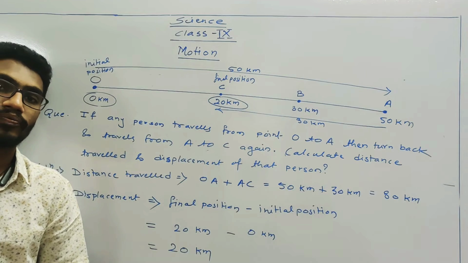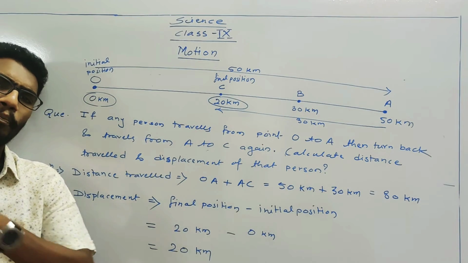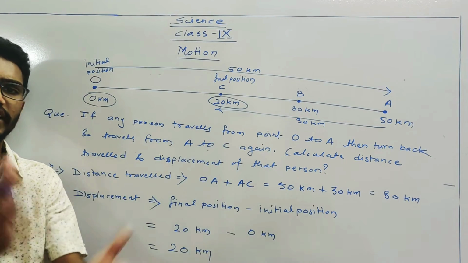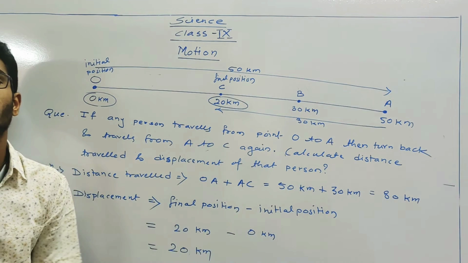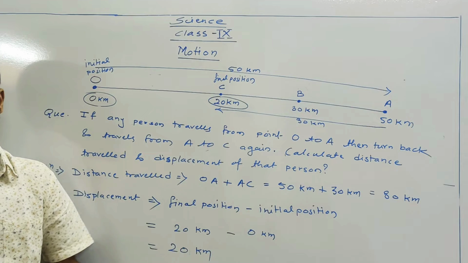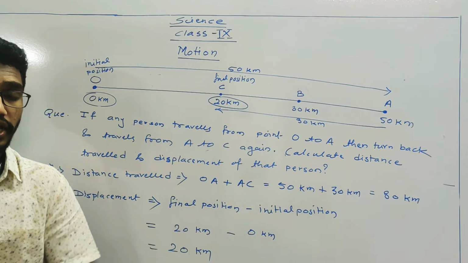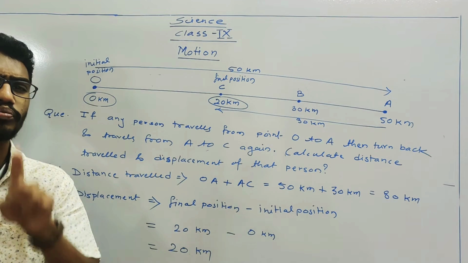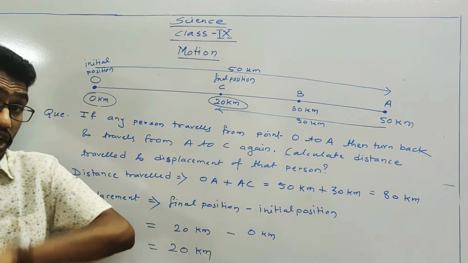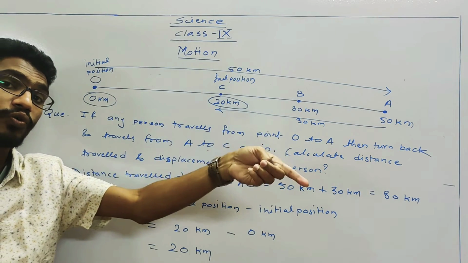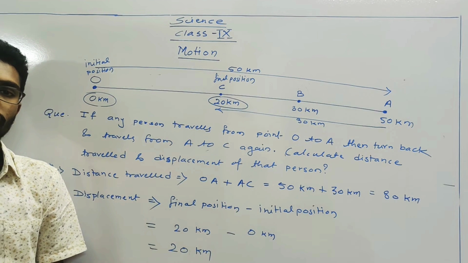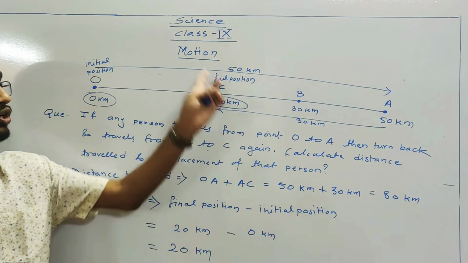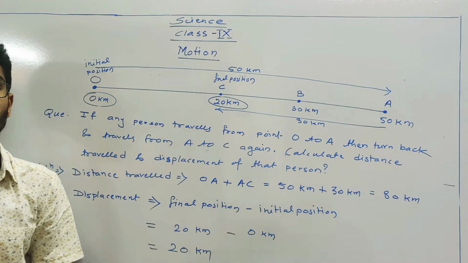Are you getting me? Distance is just the path covered by an object in any direction. कहीं पे भी जाओ. It is just the path covered by an object. That is distance. But what is displacement? It is the shortest distance measured from initial position to final position. Is it clear to all? These are the first two physical quantities from the chapter motion, distance and displacement.